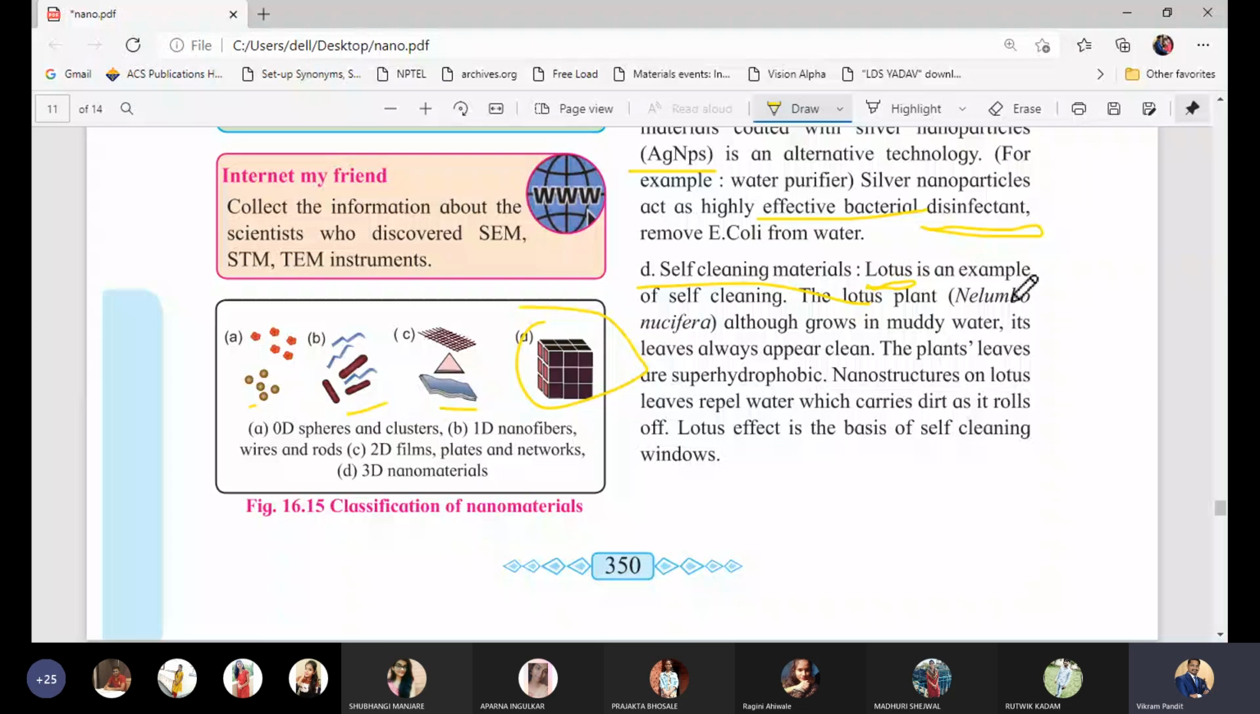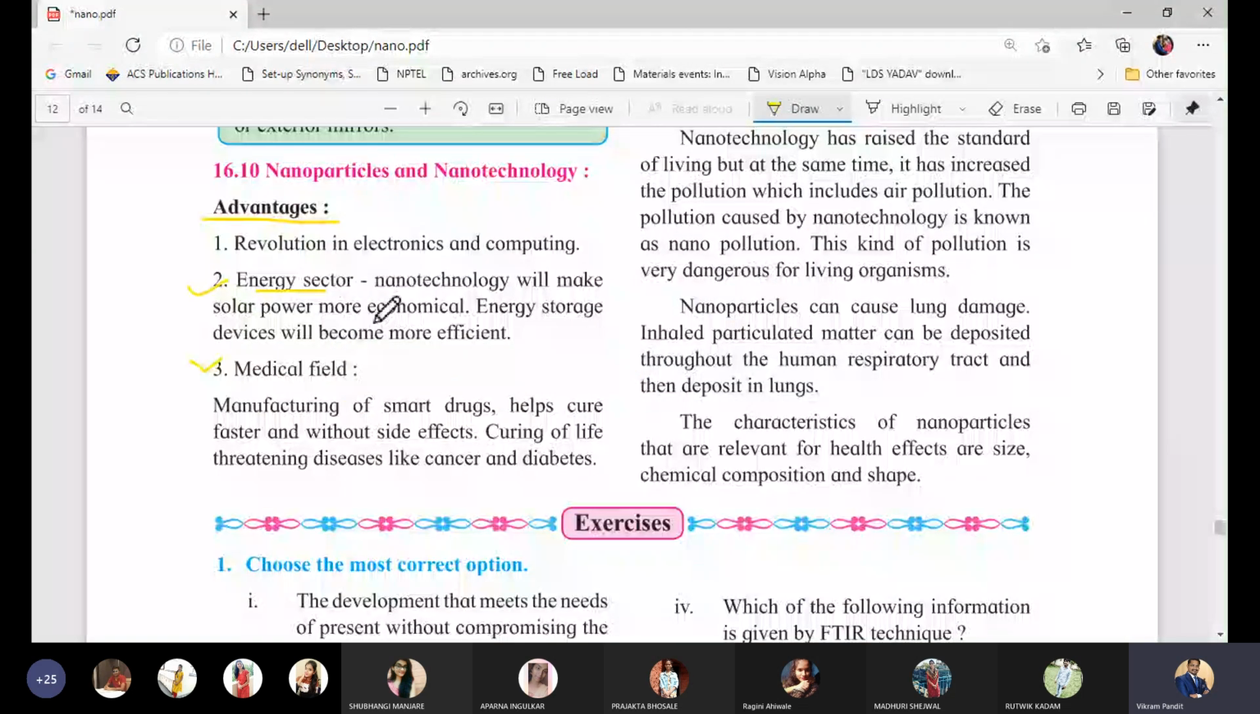As for the energy sector, petroleum and diesel prices are increasing day by day. So that will be very difficult to manage. So for replacement of this, for generation of other energy sources, nanoparticles are important. And whatever revolution is happening in computers and electronics is due to nanotechnology. Now these are certain advantages.